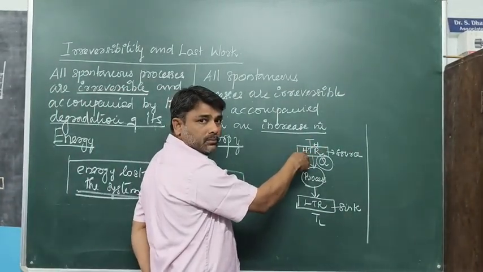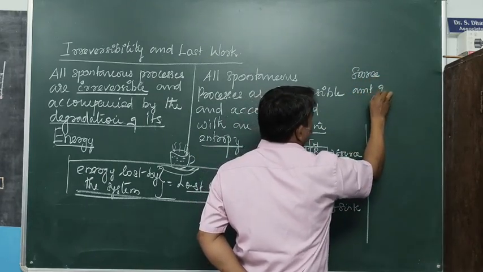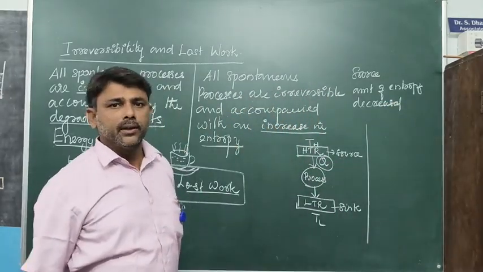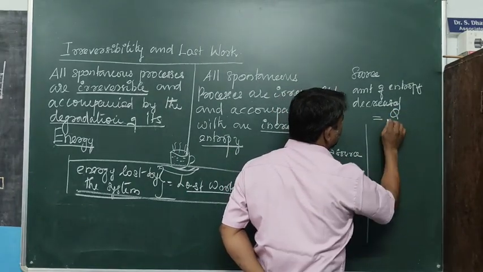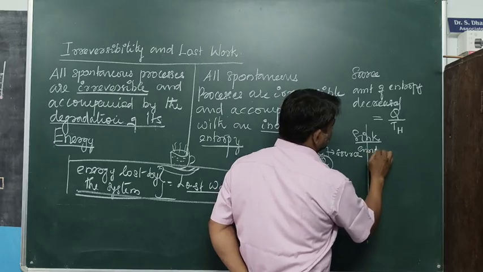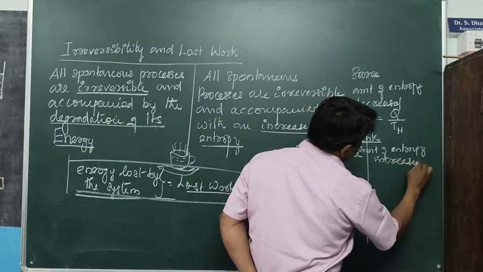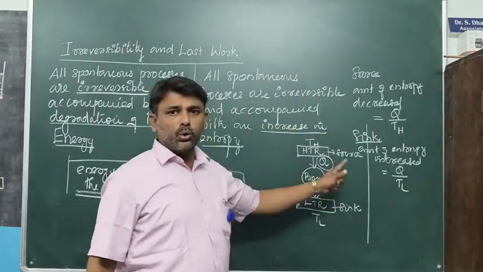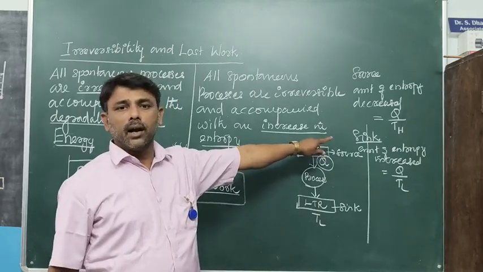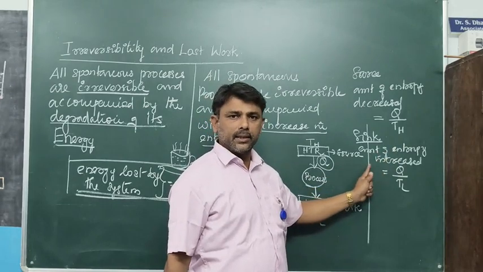Based on the source, the amount of entropy decreased is equal to Q divided by TH. Based on the sink, the amount of entropy increased is equal to Q divided by TL. In the source, entropy gets decreased, but in real time there is no process that decreases entropy. This is for understanding. The entropy decreased in the source is Q divided by TH, and the entropy increased in the sink is Q divided by TL.